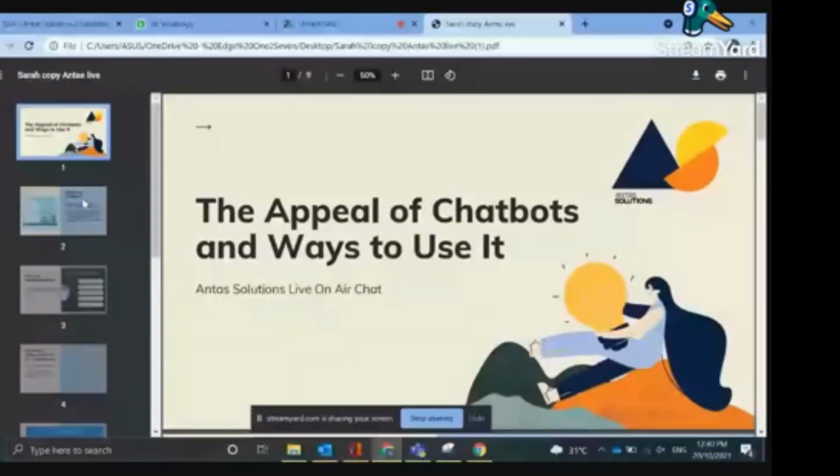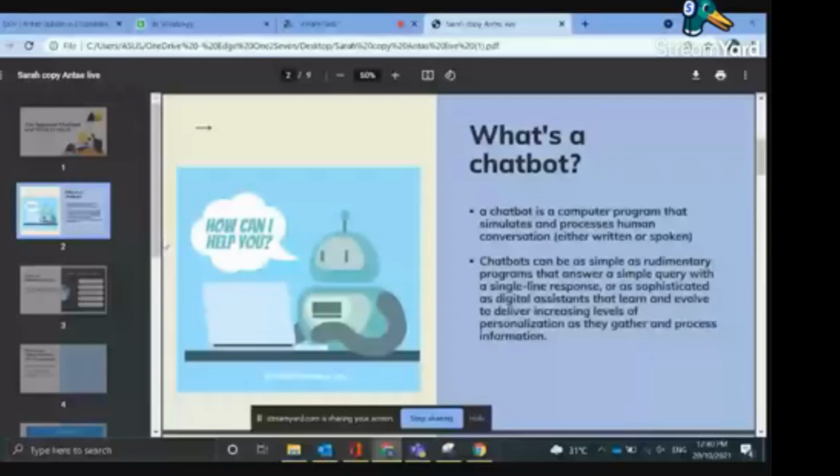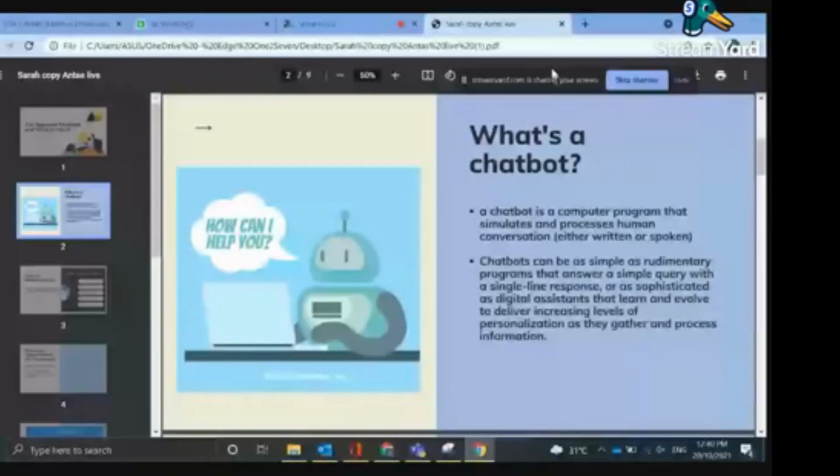So, what is a chatbot? A chatbot is a computer program that simulates and processes human conversation. Jadi chatbot ini bukanlah manusia, ia ialah a program and it simulates and processes human conversation. Jadi berdasarkan perkataan-perkataan yang dimasukkan, also if it's a voice bot, which we will go into further later, berdasarkan the cues, the program akan menjana satu jawapan yang spesifik. So a chatbot is a program.